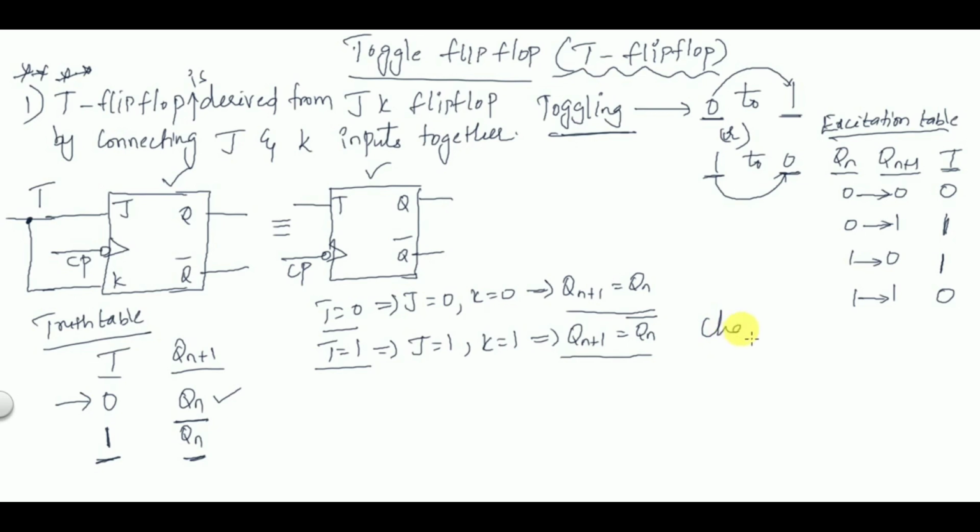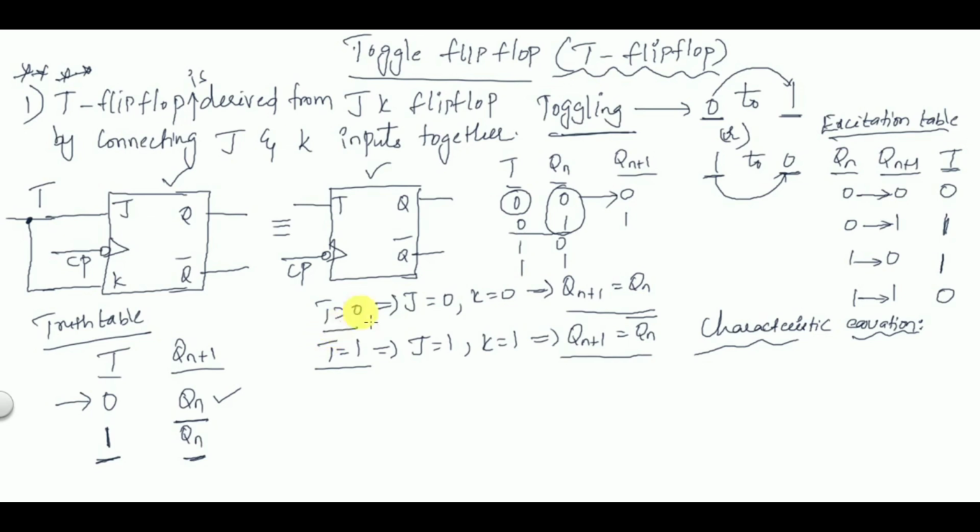The last thing is the characteristic equation. What is the characteristic equation of T flip-flop? The characteristic equation is always done with respect to Qn plus 1. Here T and Qn are the inputs, Qn plus 1 is the output. So 0 0, 0 1, 1 0, 1 1. When T is equal to 0, Qn plus 1 is equal to Qn, so for the first two cases you get Qn plus 1 equal to Qn, the same values 0 and 1. For the next two cases, T is equal to 1, Qn plus 1 is equal to Qn bar, so 0 is changed to 1, and 1 is changed to 0.